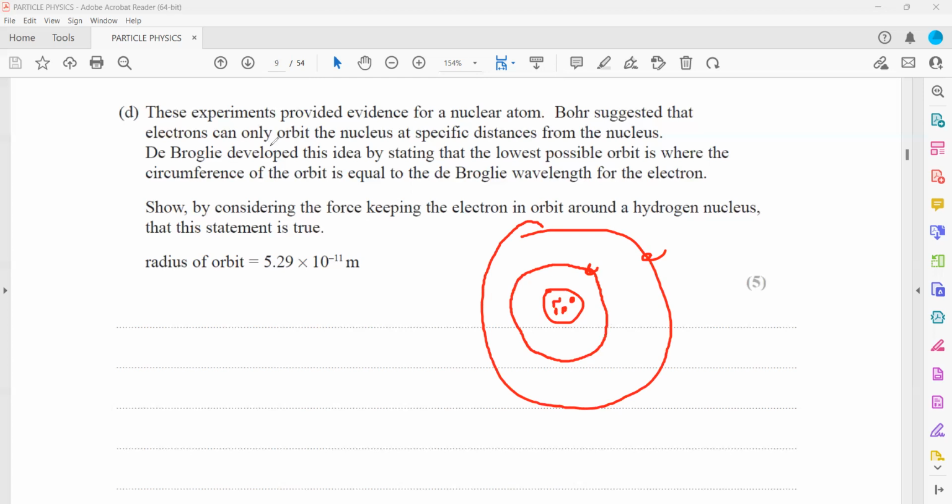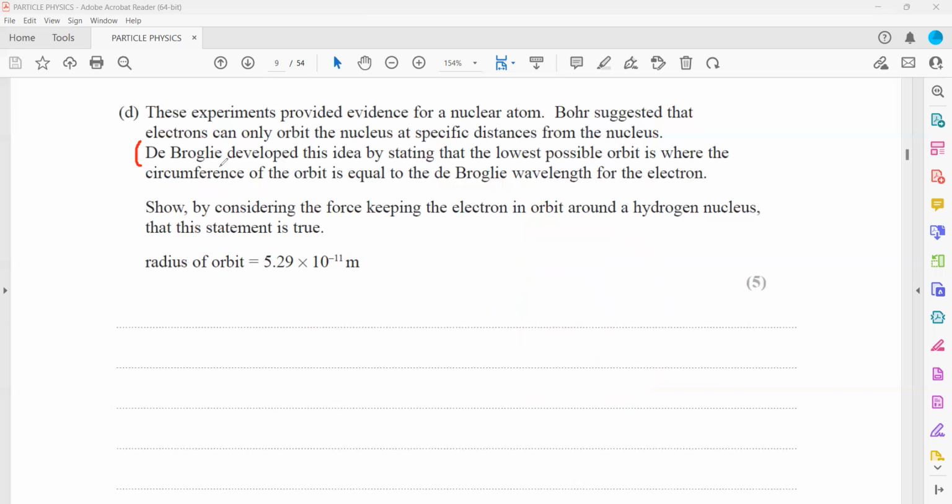So de Broglie developed this idea by stating that the lowest possible orbit is the one in which the circumference of the orbit is equal to the de Broglie wavelength for the electron. By considering the force keeping the electron in an orbit around the hydrogen nucleus, this statement is true. The radius of the orbit is 5.29 × 10^-11 meters.